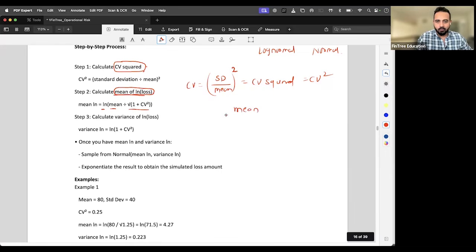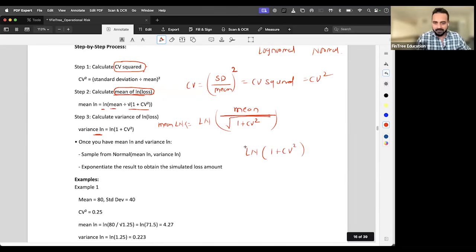I need to take the mean of the normal losses divided by the square root of 1 plus CV squared, and for this I need to take a natural log. What would this be? This would be the mean of the ln x. In the same way, what would be the variance of the distribution? The variance of the distribution will become the natural log of 1 plus CV squared.